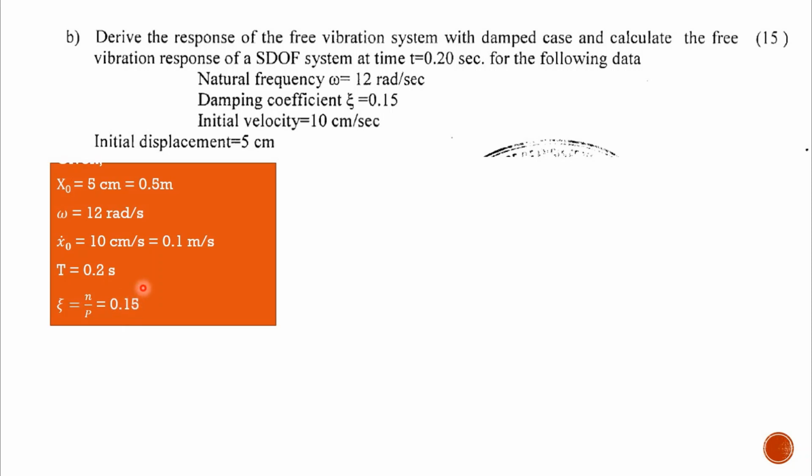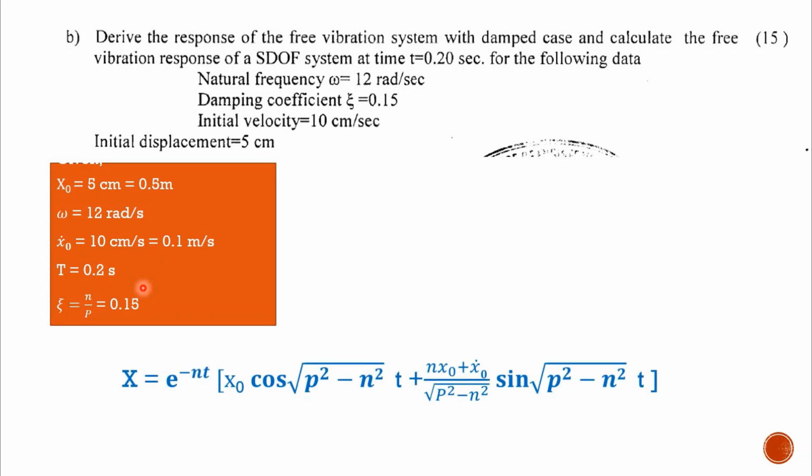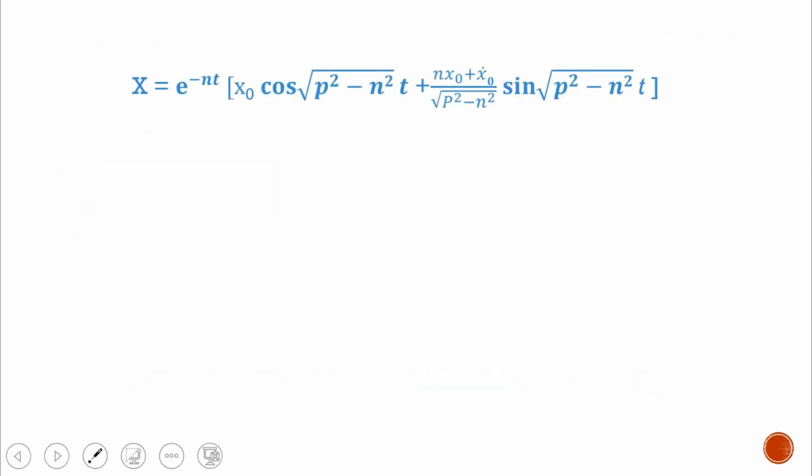So it was asked to find out the response of vibration for the damped case, and we have the equation for the damped case: e raised to minus nt times x0 cos root p square minus n square t plus n x0 plus x dot 0 by root p square minus n square sin root p square minus n square into t. Okay, so we have n by p equal to 0.15, so I can write n is equal to 0.15 into p.